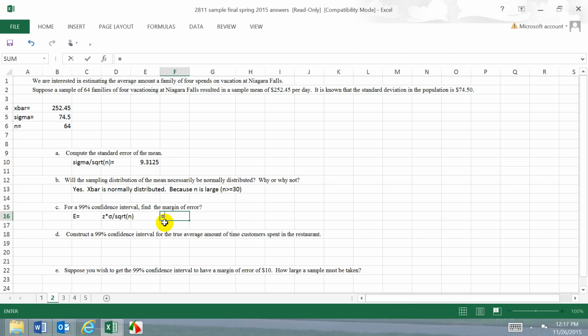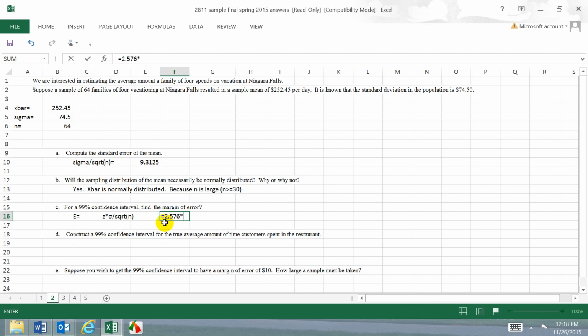So that's going to be z. Now what's the z value that we're using? For a 99% confidence interval, what is the z value? We should know by heart the z values for 90%, 1.645, 95%, 1.96, 99%, 2.576. If you don't know that by heart, then you can calculate it in the same way that we calculated the 90% value in the previous problem. So z is 2.576. Again, that's the z value for a 99% confidence interval.